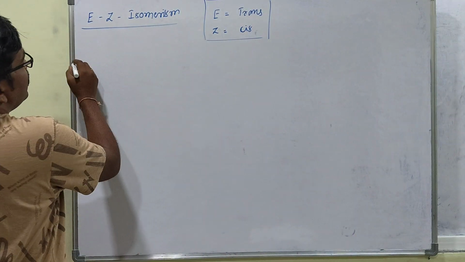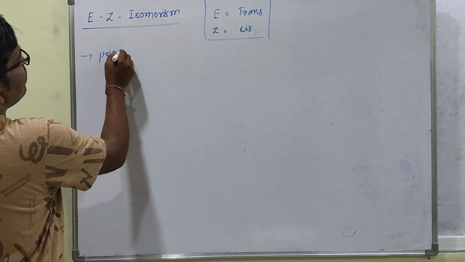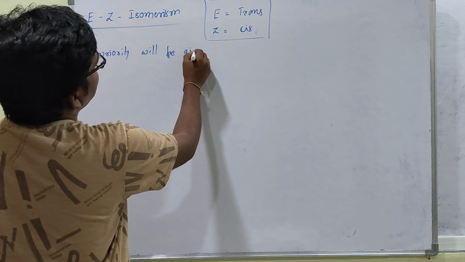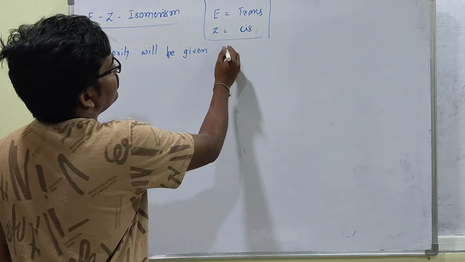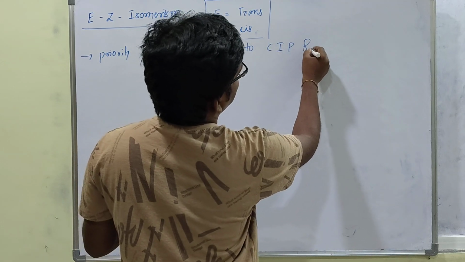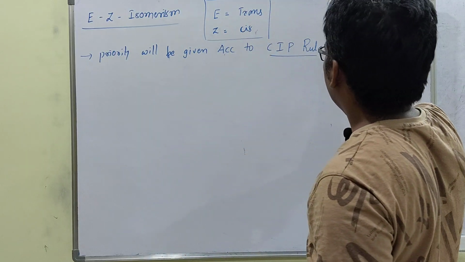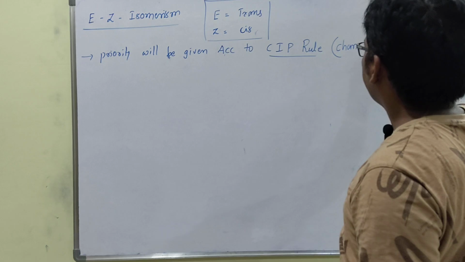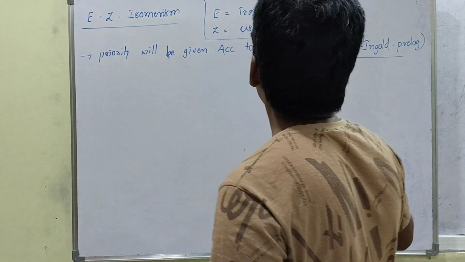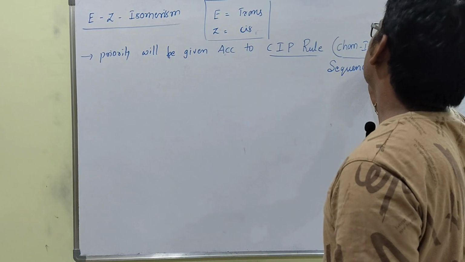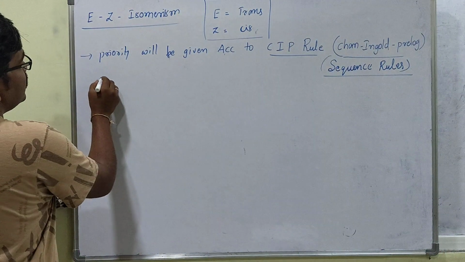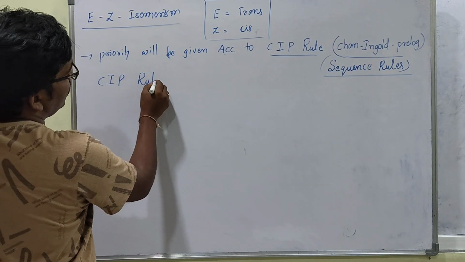Sir, here priority will be given according to CIP rules. Cahn, Ingold, Prelog. These three scientists gave these rules. We also call these sequence rules. Sir, what are the CIP rules?